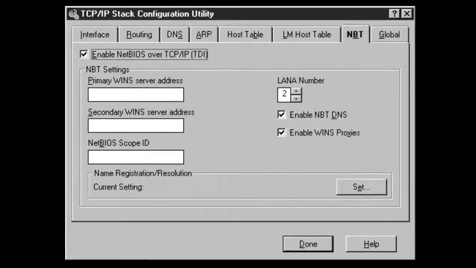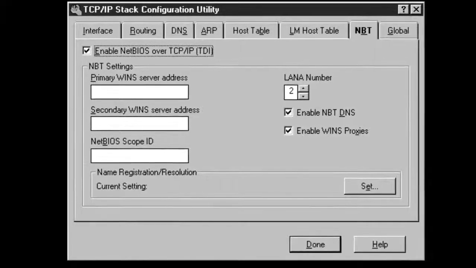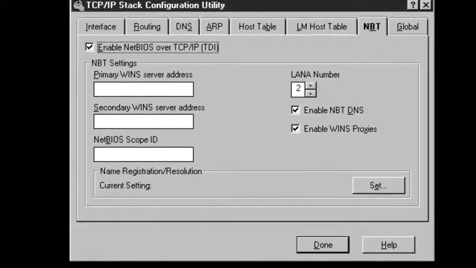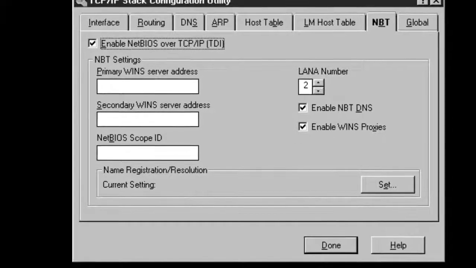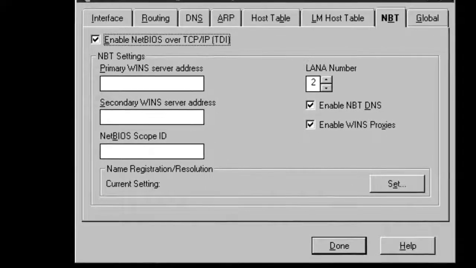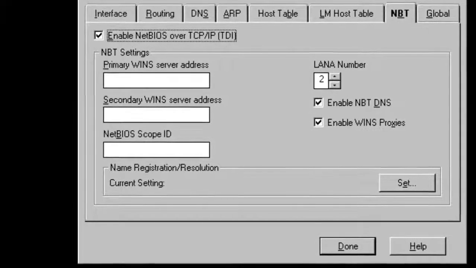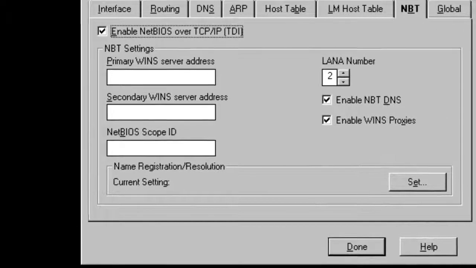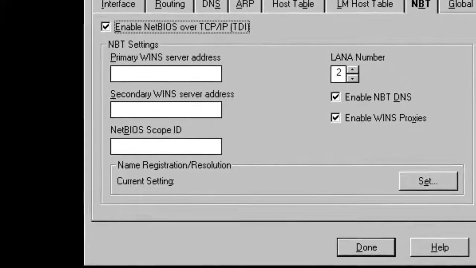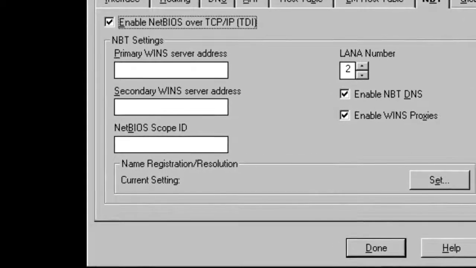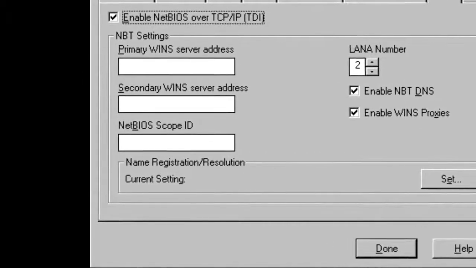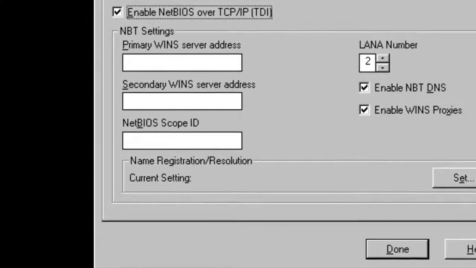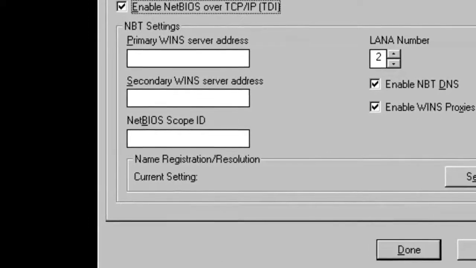NetBIOS Scope ID. NetBIOS Scope ID is a character string appended to a NetBIOS name of a host that identifies the host as belonging to a specific group. You can use NetBIOS Scope IDs to segment the flat NetBIOS namespace into a series of subspaces. Two hosts can communicate only if they have the same NetBIOS Scope ID and belong to the same subspace.